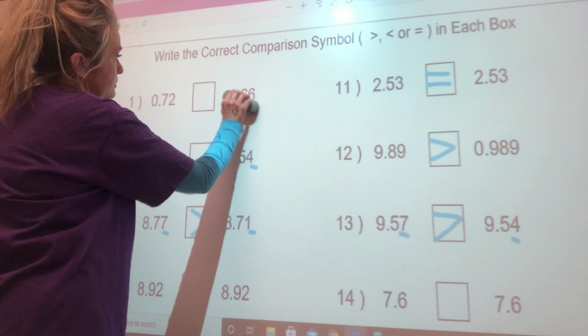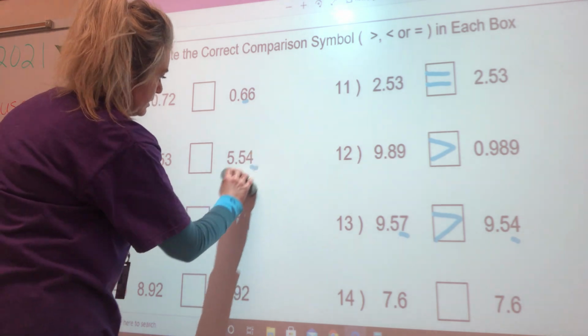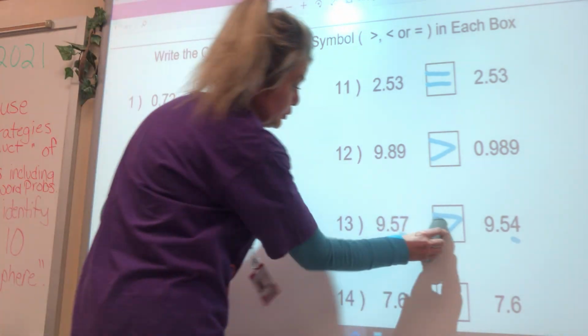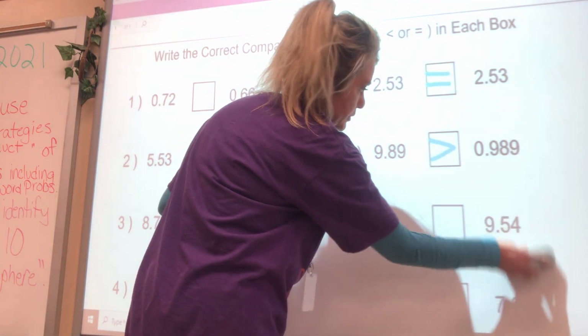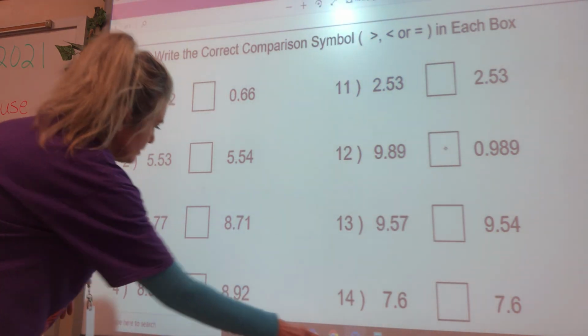Hang on, I'm working on a different type of document, so it makes it hard for me to erase on it. That's why it's also just showing up blue instead of red, even though I'm using the red marker. This is a different kind of document and it works differently.